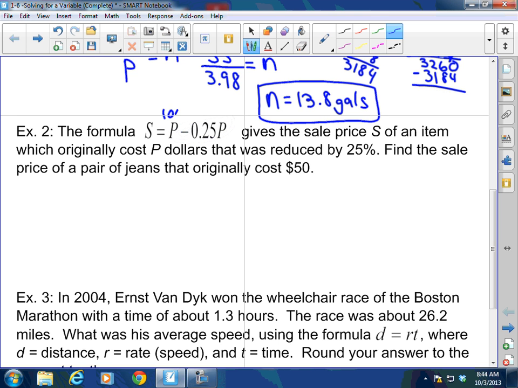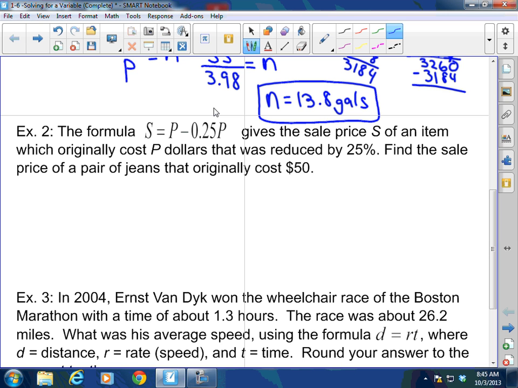This is 100% of the value. This is 25% of the value. When you subtract it, you get 75% of the total. So this is just in a fancier equation. So I want you to find the sale price of a pair of jeans that originally cost $50. Well, S is the sale price, and P is the original cost.